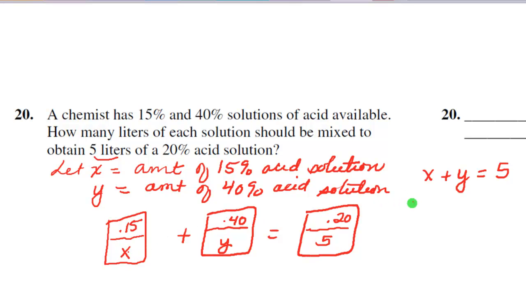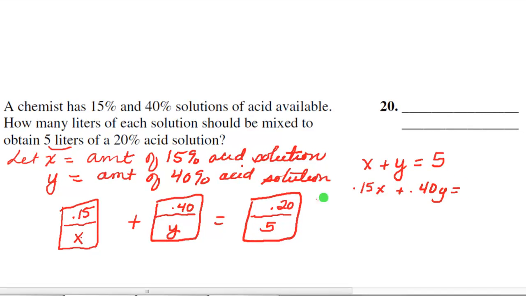And then our second equation, that's where we figure out the amount of acid in the solution. So we multiply 0.15 times x plus 0.40 times y, and that has to equal 0.20 times 5, which is 1.